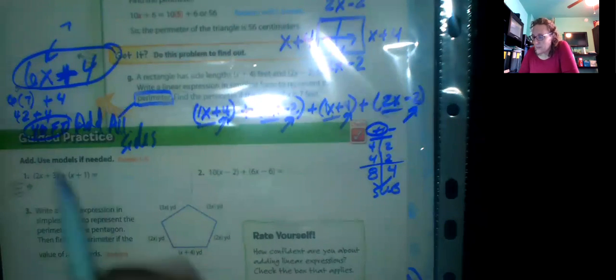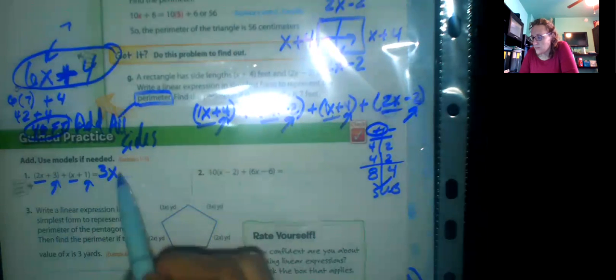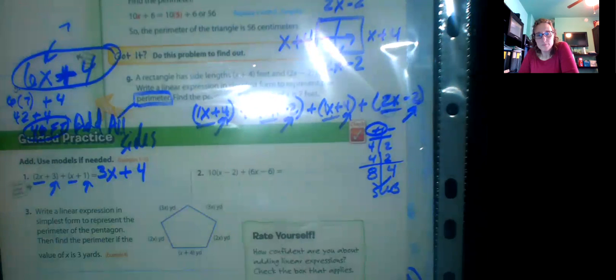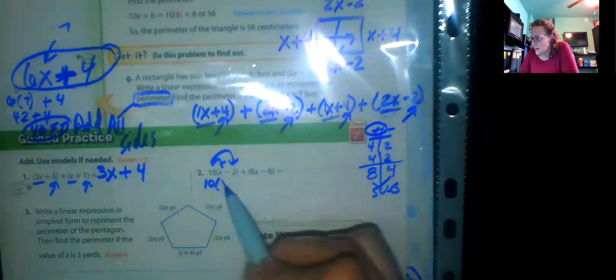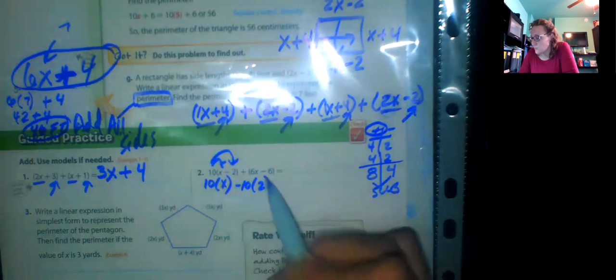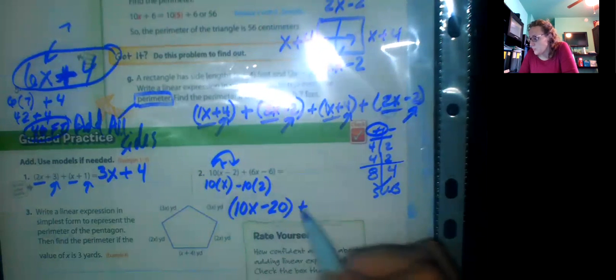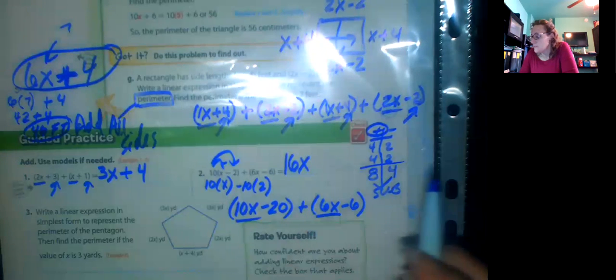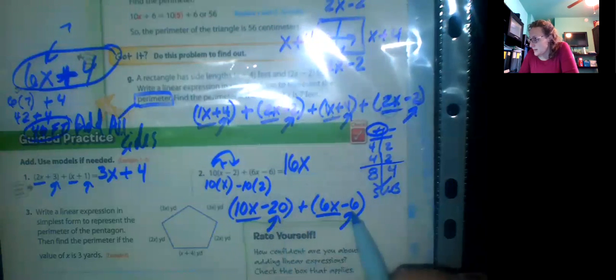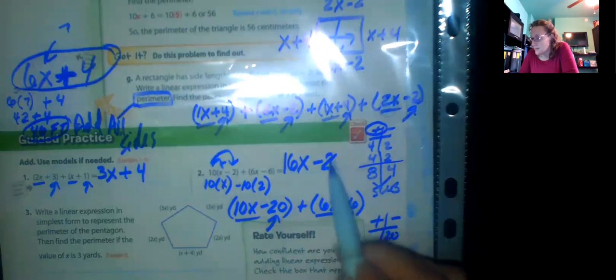Okay, so let's see. 2x, 1x gives us 3x's. 3 and 1 give us a positive 4. Oh, here we need to distribute. So 10 times x minus 10 times 2 gives us 10x minus 20. Then we can add our 6x minus 6. So 10x and 6x gives us 16x's. Negative 20 and negative 6. Use a T-chart. Gives us negative 26.